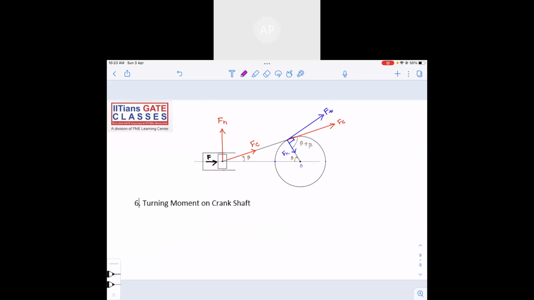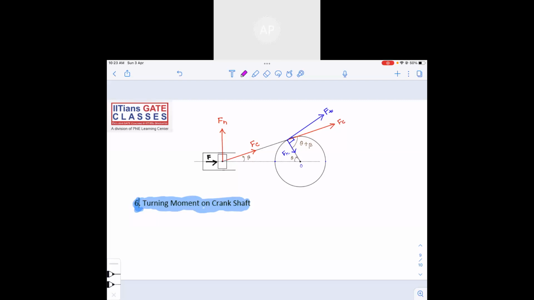Turning moment on the crankshaft. This is something important. What do I mean by turning moment? Fc is the force on the connecting rod. The connecting rod is transferring the force to the crank. Now there are two types of force on the crank.